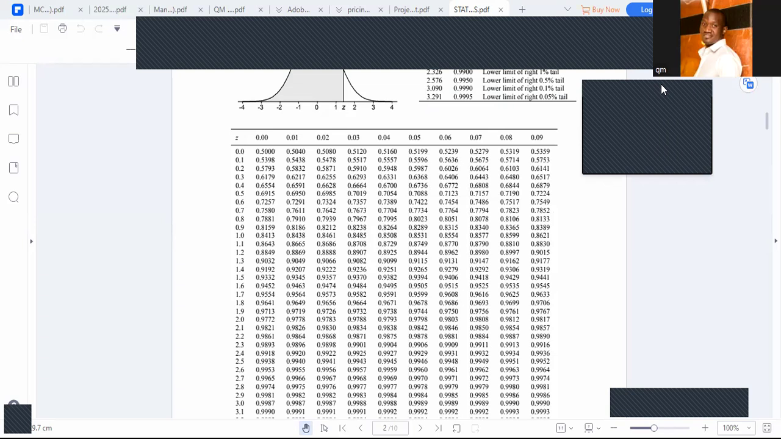Welcome to our session on normal distribution. We are going to look at how to read a normal distribution table. But before we do so, perhaps I could take you through some key points in normal distribution.